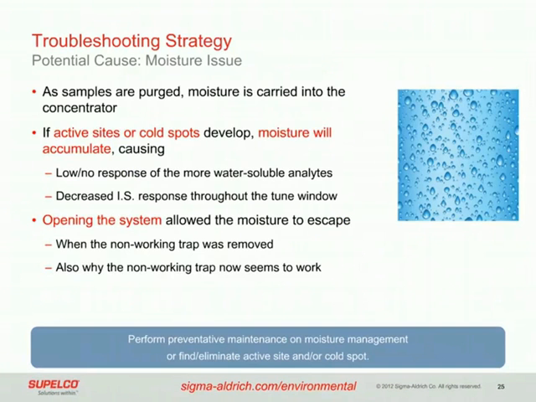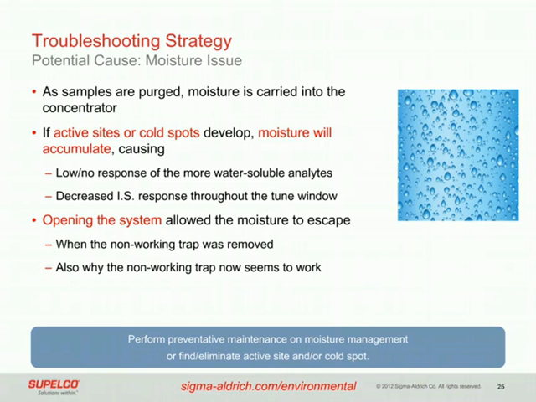So, potential cause: moisture issue. This is where we put the good trap in, it worked. We put the trap that wasn't working back in and now it is working. That leads us to believe you have a moisture issue somewhere in your system. This is caused because as samples are purged, moisture is carried into the concentrator. And if you have any active sites or cold spots, moisture will accumulate. It could be in the trap, could be somewhere else, could be in a valve, could be a grain of sand that's stuck somewhere in a valve. Anywhere that there's something that's not a smooth surface, moisture will accumulate.